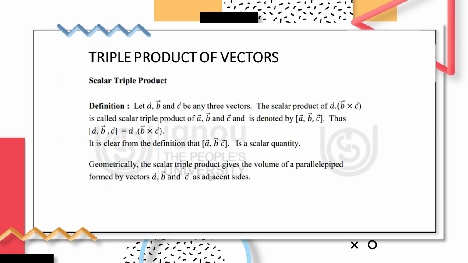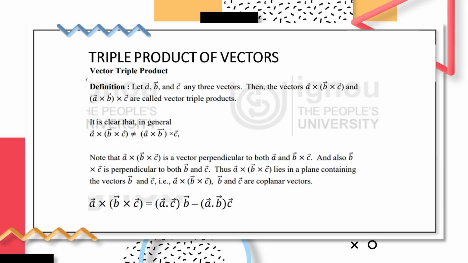We extended the concepts of dot product and cross products to the scalar triple products and vector triple products, and we learned about the several properties of the scalar triple product and learned how to apply the properties of scalar triple product and vector triple product to solve different problems. And we learned that the scalar triple product is A dot B cross C, whereas the vector triple product is given by A cross B cross C.